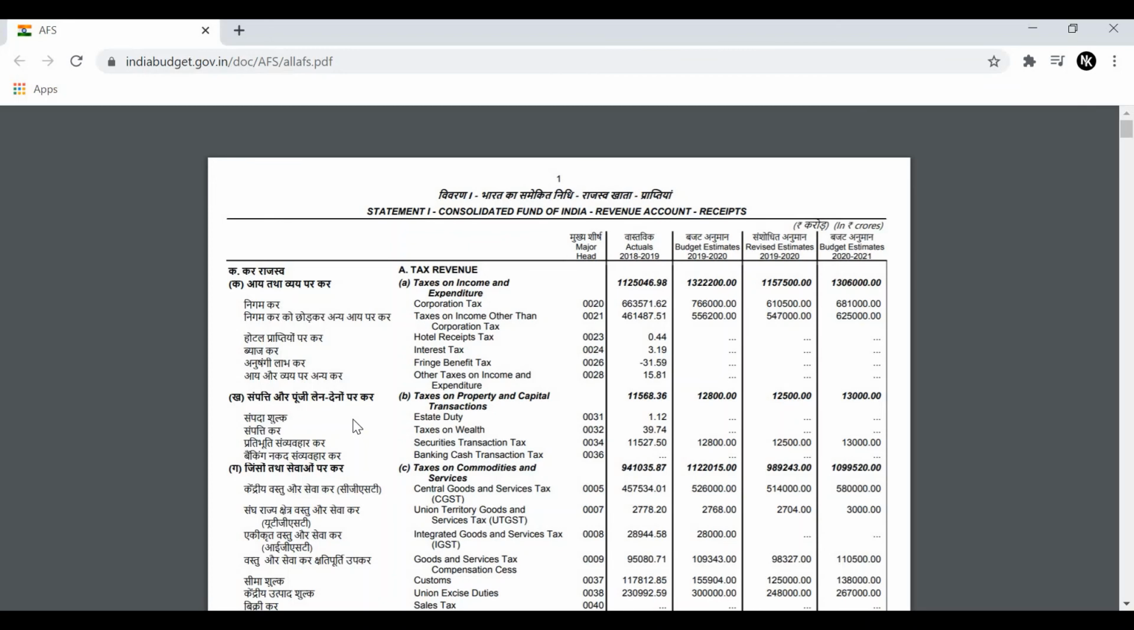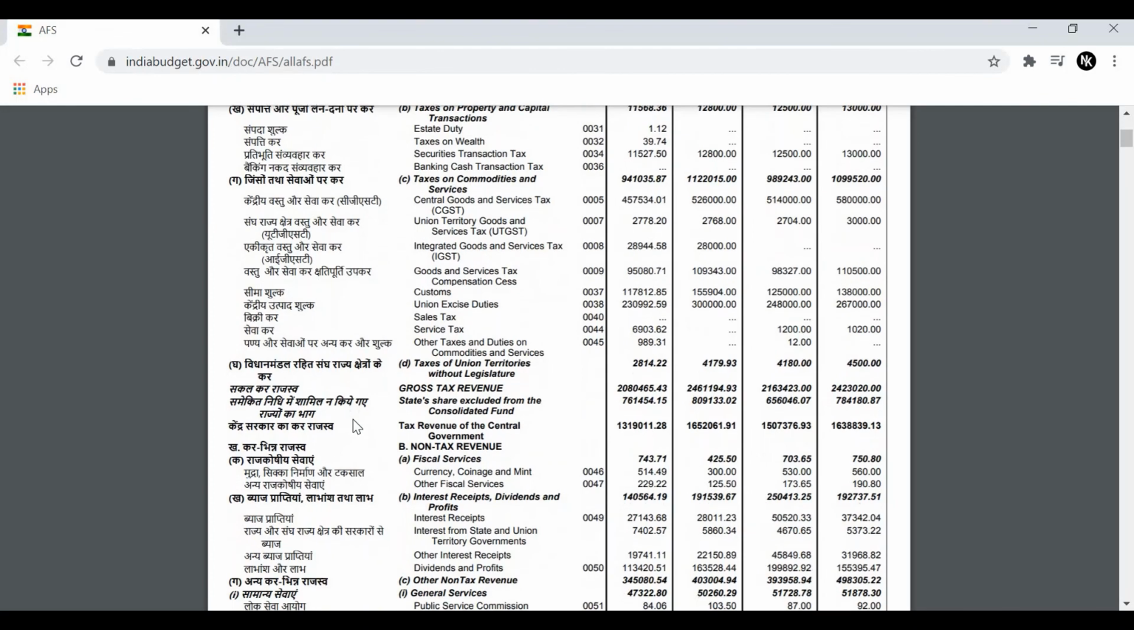But if we think about it from the perspective of a layman who doesn't know about any of these terms, this would look like Greek and Latin to him. So, I hope this video has empowered you and enabled you to understand this important financial document. And through this video, you can also look at fiscal policies of various different countries and get an understanding of that as well.